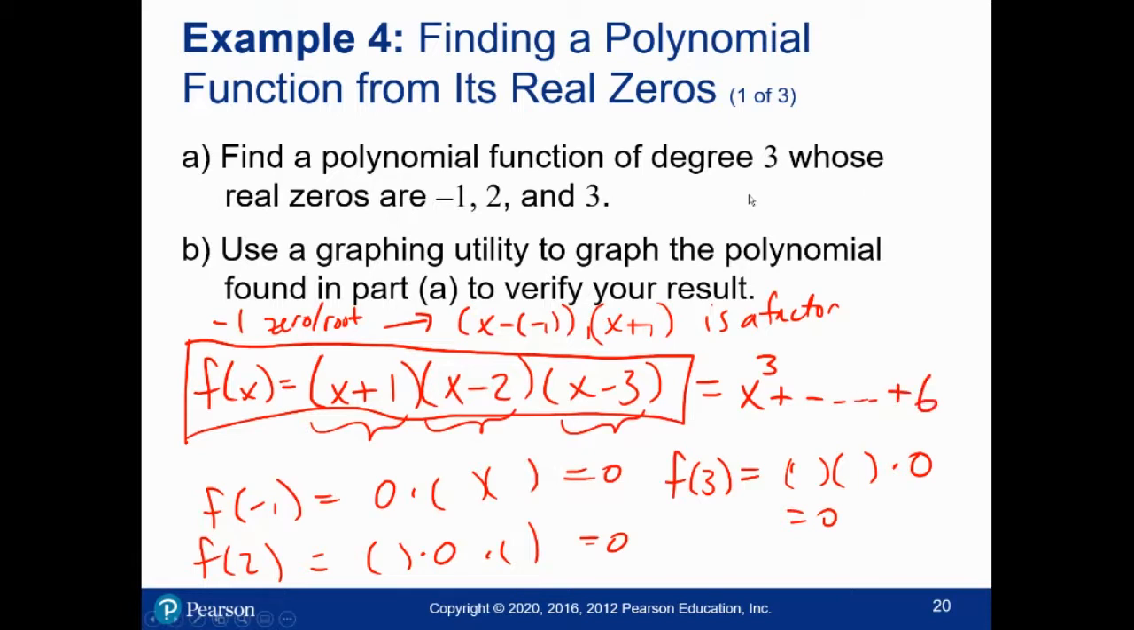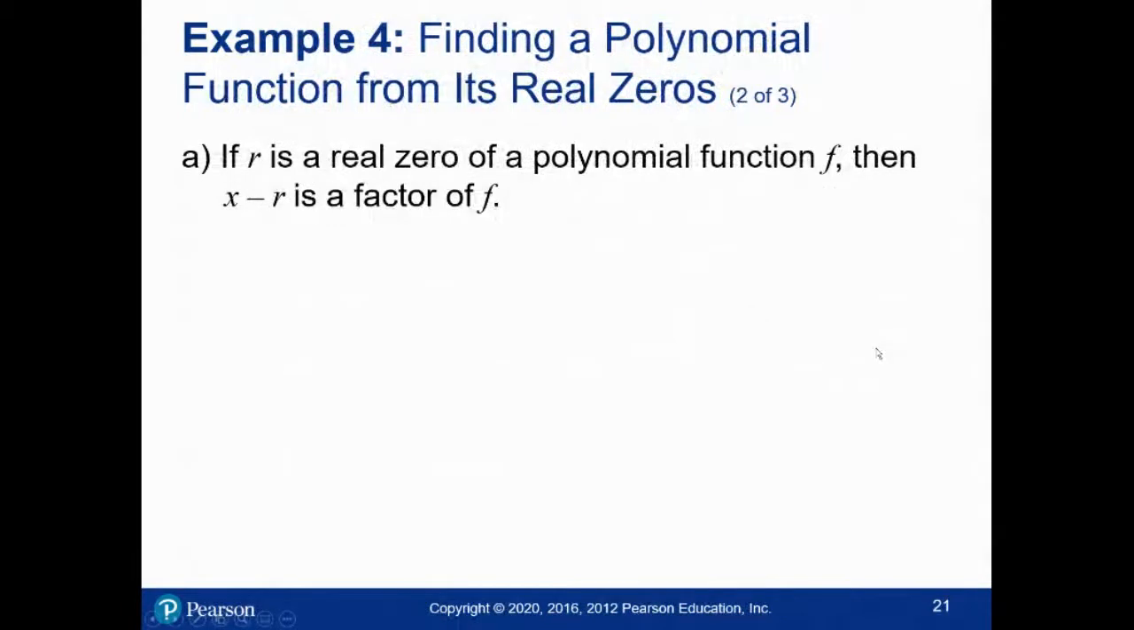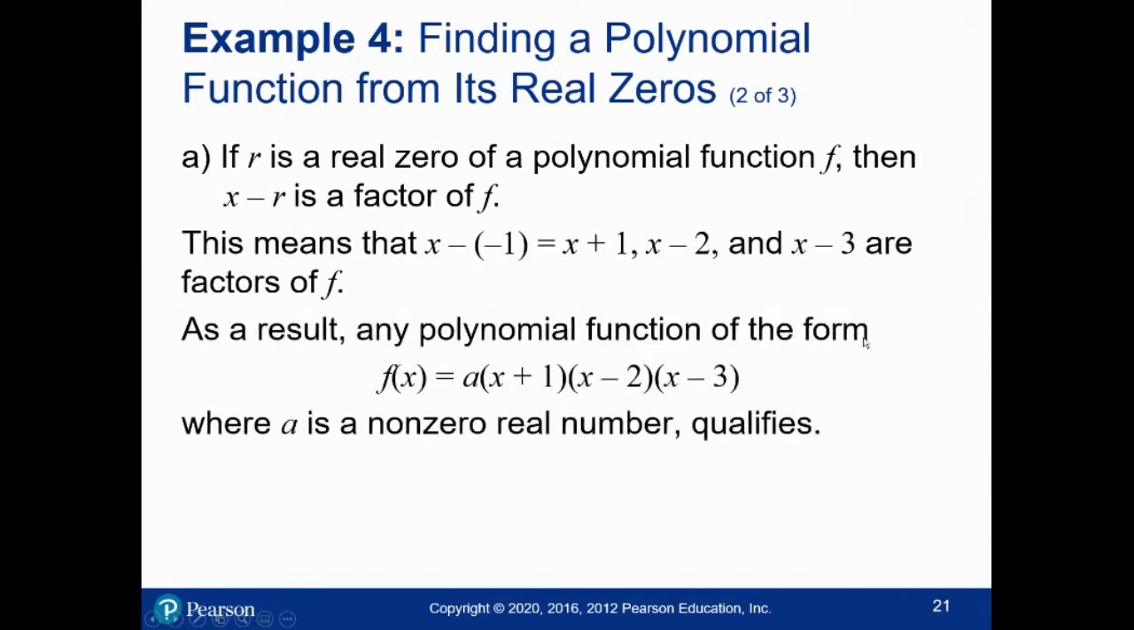I'm going to clear all of this out, copy this down if you want, because now I want to go through the book solutions. Okay. So remember, again, if r is a 0, x minus r is a factor. So x plus 1, x minus 2, x minus 3 are factors. Therefore, it can be written like this.